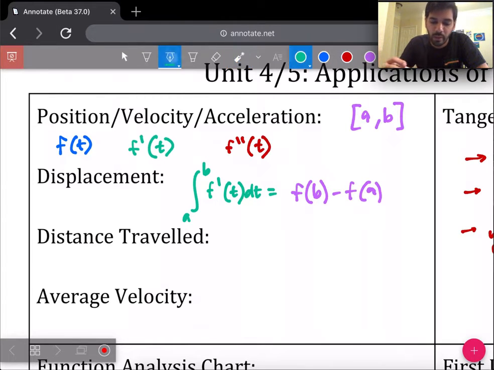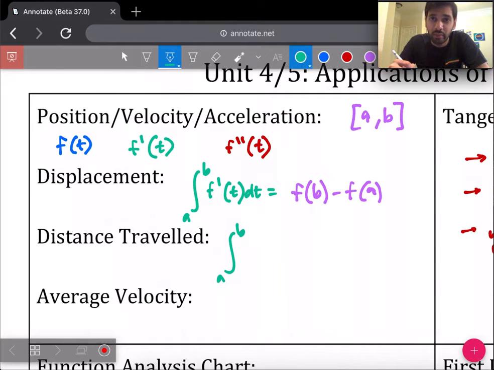To find the distance traveled, that means the total distance, including the path. So even if you change direction, it's including that you went somewhere and it's counting all of your steps. Whereas the displacement is just counting the distance between where you started and where you ended. Distance traveled is counting all of the particle's path. So this is almost the same thing. We just include absolute value bars.